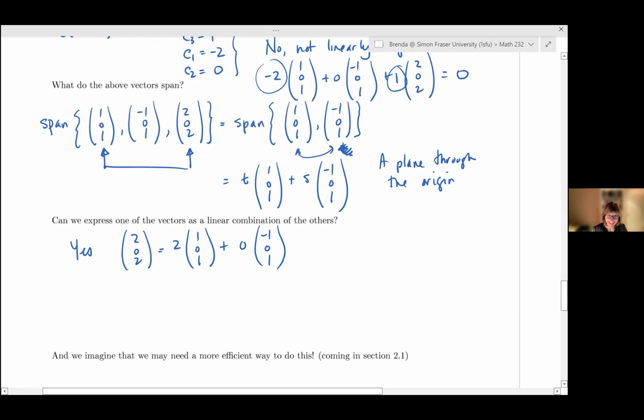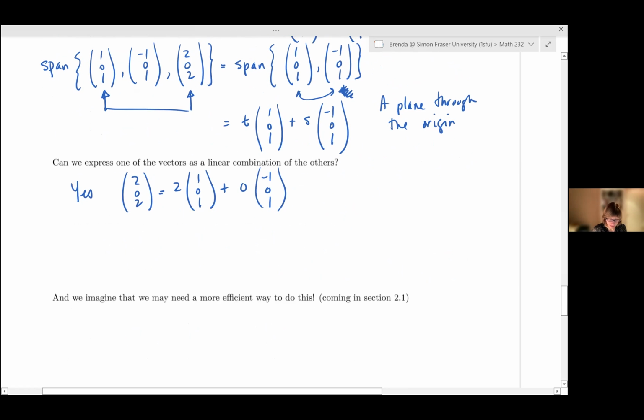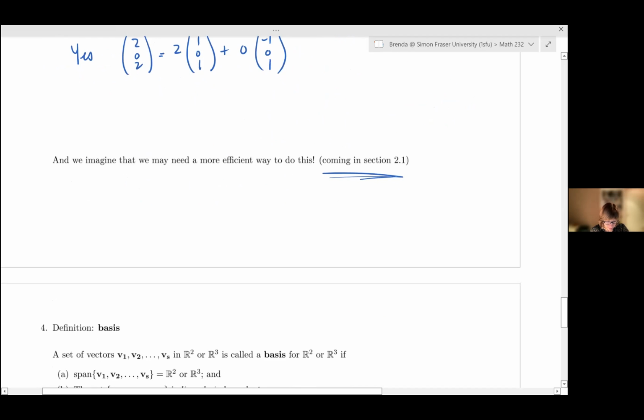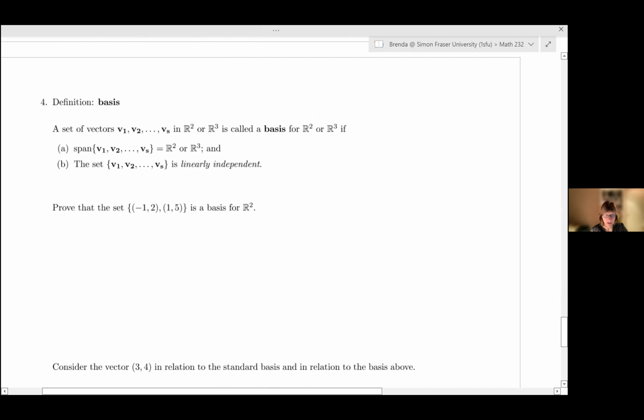We need a more efficient way to do this, particularly when the number of vectors gets larger and the number of components in each vector gets bigger. And indeed, we do have a more efficient way of doing this. That is going to be coming in a further lecture. So far we've talked about 2 really important concepts: span and linear independence. Our final thing that we wish to define today is basis.